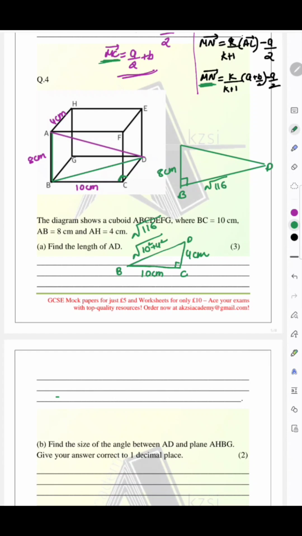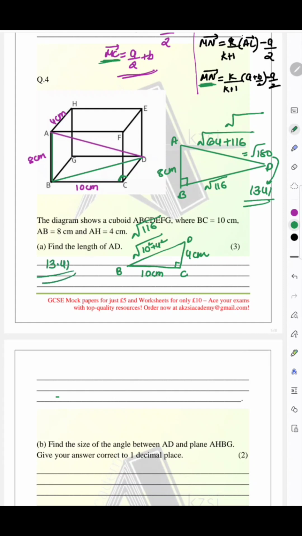So now on applying Pythagoras, this one being BD and this one BA. So AB is 8, BD is root 116, and AD being the hypotenuse, which is root of 8 squared, 64, plus 116. And that equals root of 180, which is 13.41. So the length of AD is 13.41.